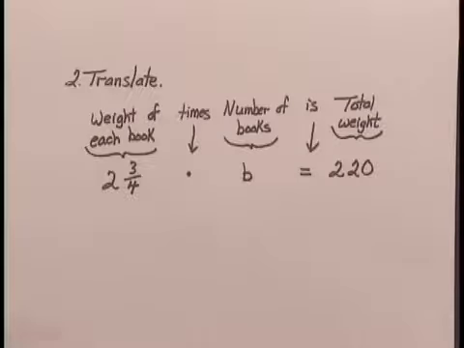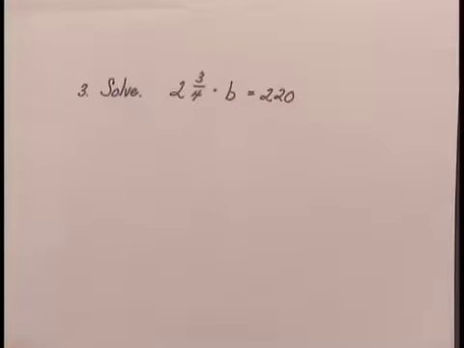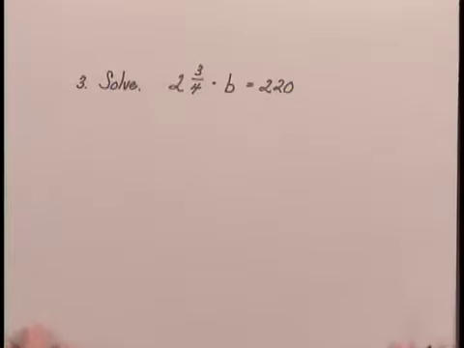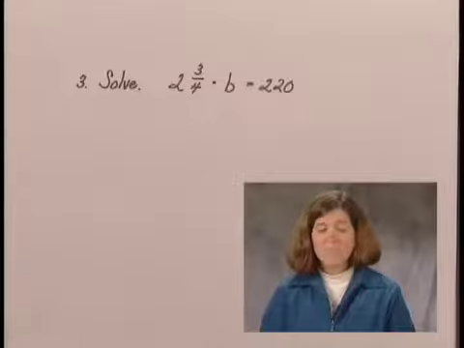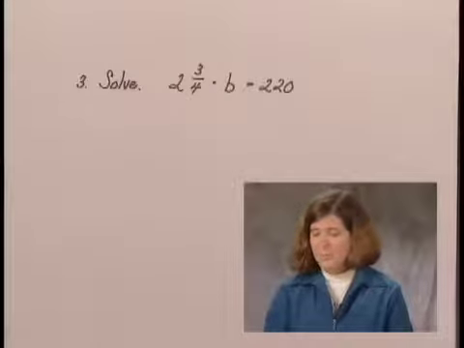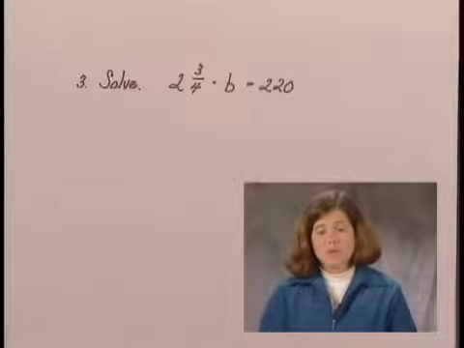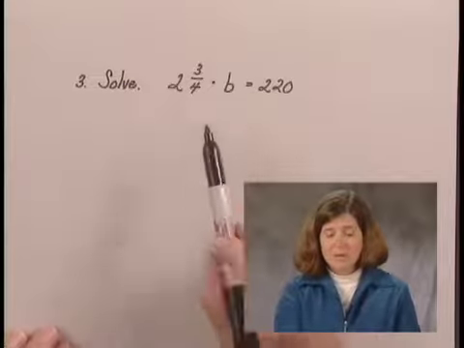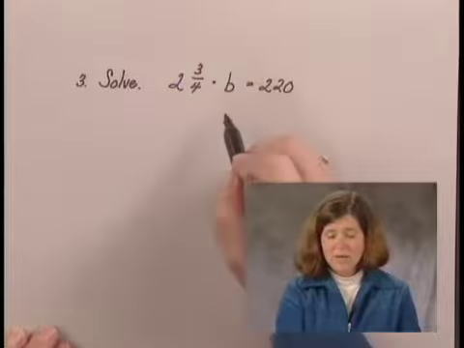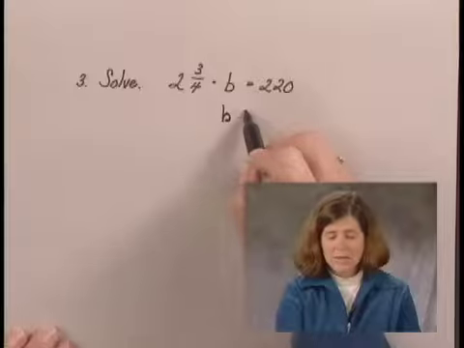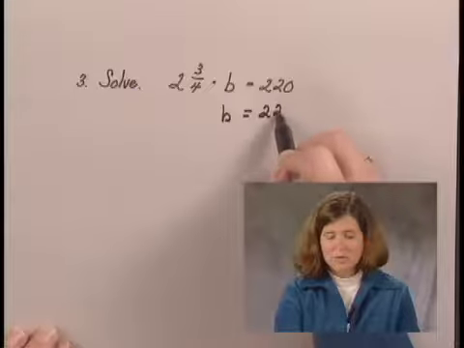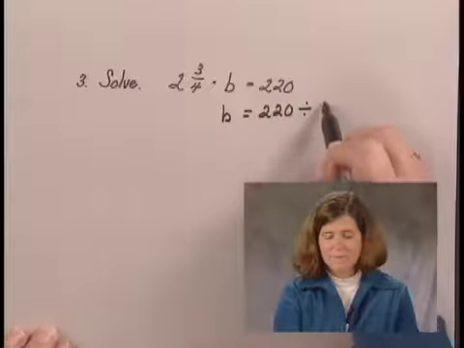Now we have an equation, and we're ready to move to step 3 of the problem-solving process, that is to solve the equation. We're asked to solve 2 3/4 times B equals 220. To do so, we'll divide on both sides of the equation by 2 3/4. Dividing by 2 3/4 on this side, we have B equals, and then we need to divide by 2 3/4 on this side as well.